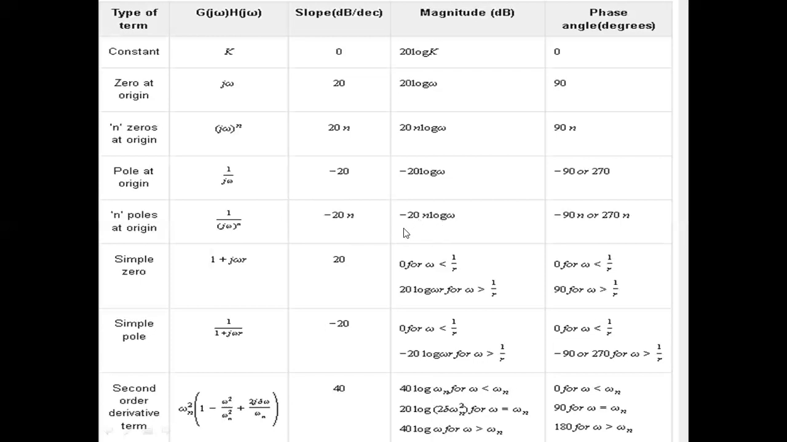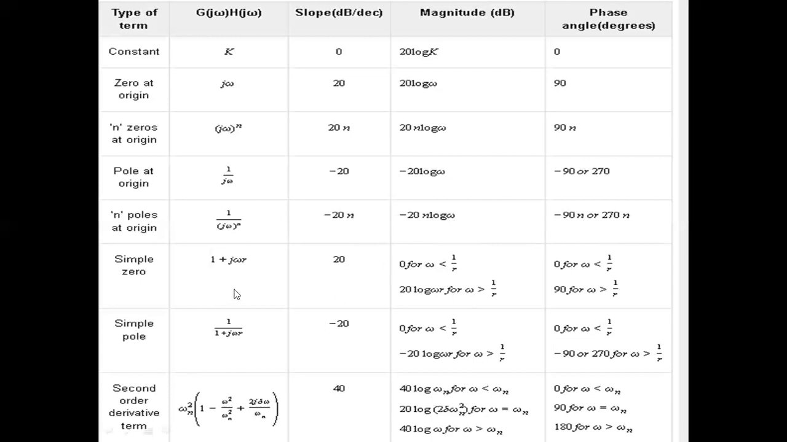And its magnitude will be minus 20 into n log of omega, and it will contribute a phase angle of minus 90 into n. So for example, for 1 by j omega square, it will be minus 90 into 2, so we'll get minus 180 degrees.